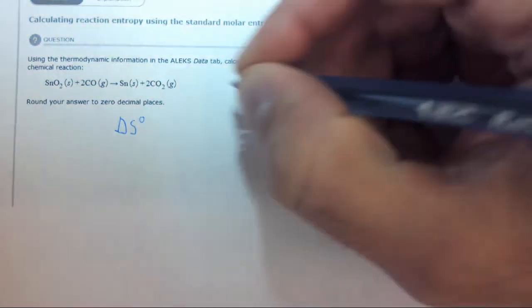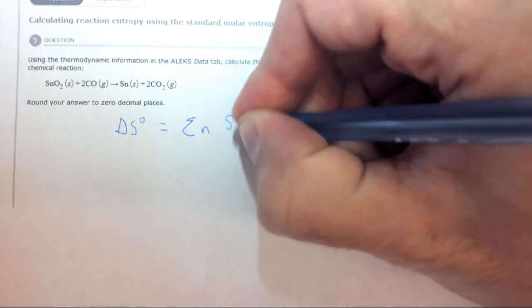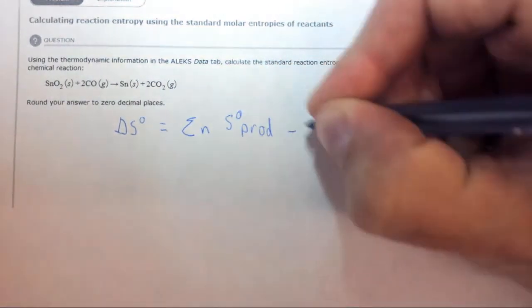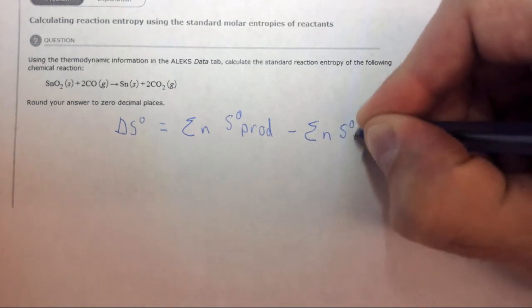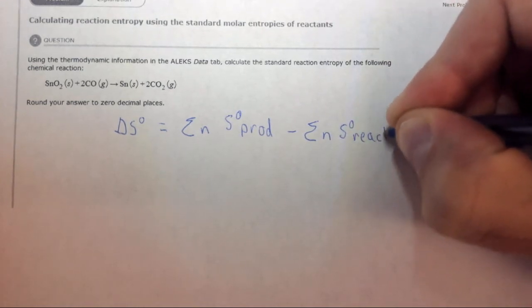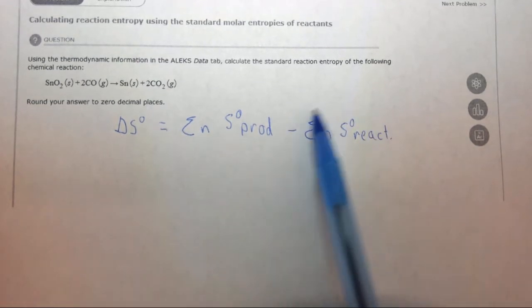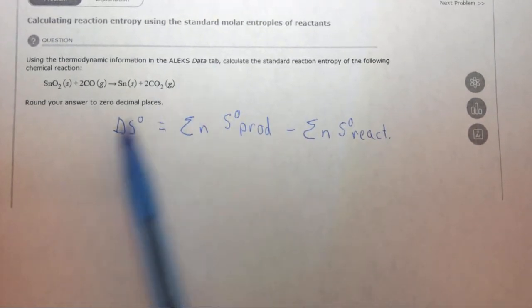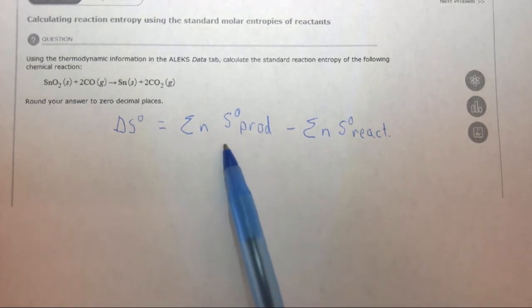Delta S naught equals the summation of n times the entropy of the products minus the summation of n times the entropy of the reactants. And note that this just means that it's in the standard state, and I'm not really going to go into that, but just know that in the ALEKS data tab or in your book, the values you're given are in the standard state.